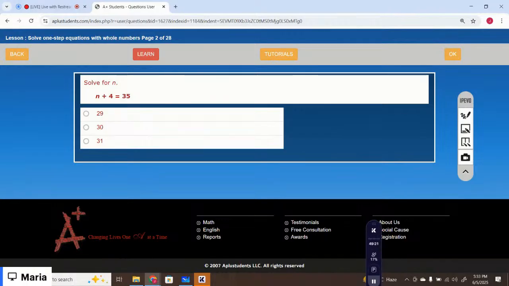Solve for n. n plus 4 equals 35. So subtract 4 from both sides. So 35 minus 4 equals 31. Option number 3 is the correct option. That is 31.